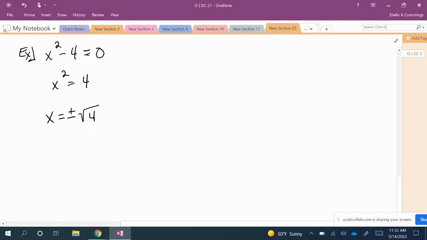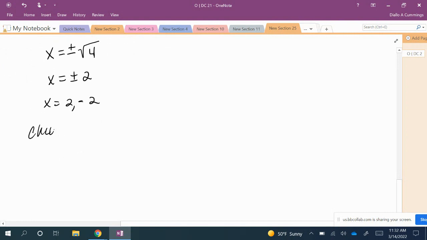Right, so now if I evaluate, the square root of 4 is 2. So I actually have two solutions, plus or minus 2. That means x can equal positive 2 or negative 2. All right, keep in mind that we can check.